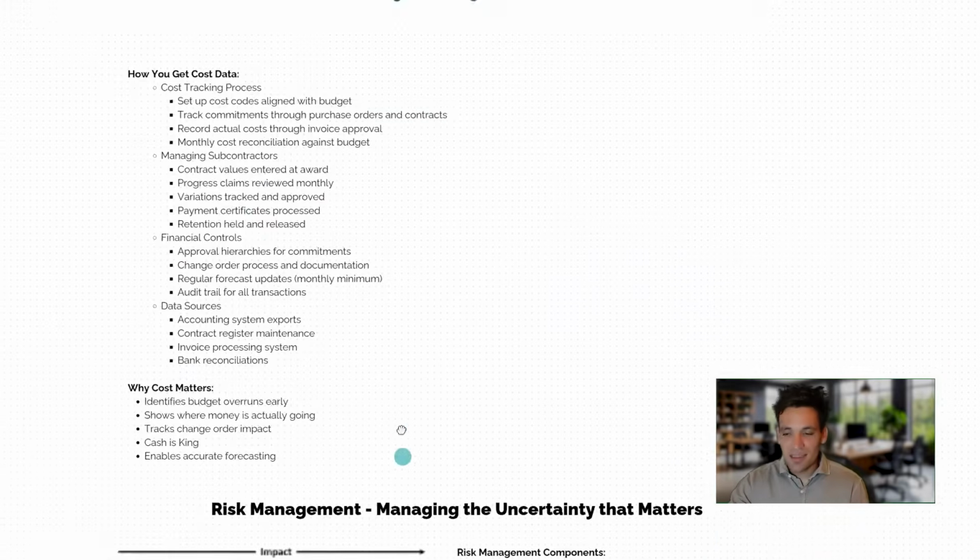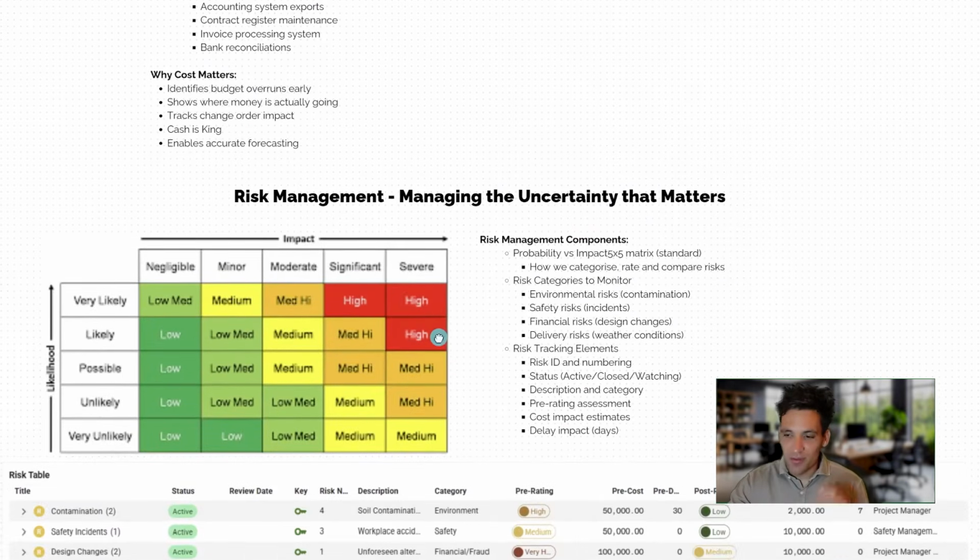Okay, next up, we've got risk management, which I like to think of as managing the uncertainty that matters. Construction projects are inherently risky. We don't know the exact ground conditions. We don't know whether it's going to be contaminated soil. We don't know how many days it's going to rain throughout the execution of the project. We don't know if a key subcontractor is going to go broke midway through the project. A ton of things can happen that we just can't possibly predict at the outset of the project.